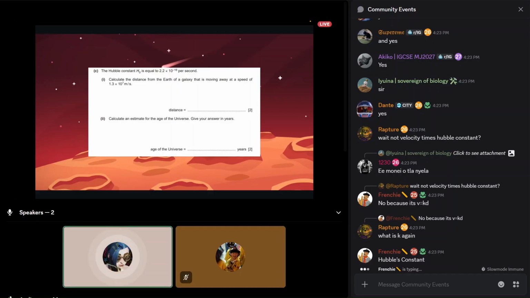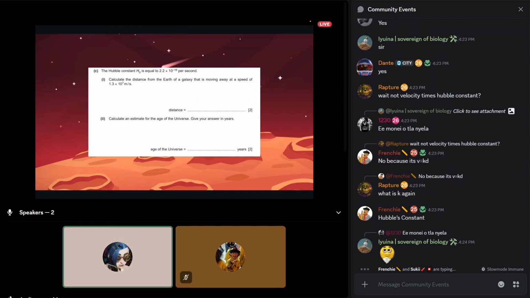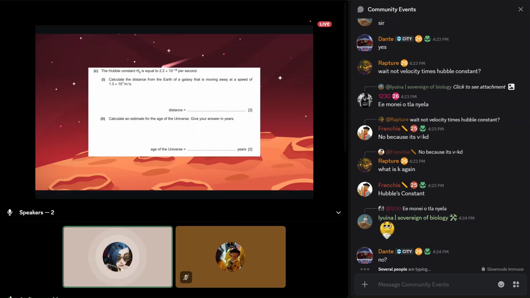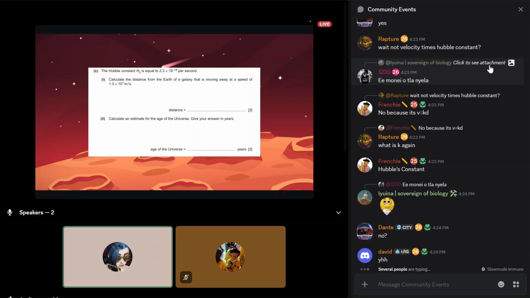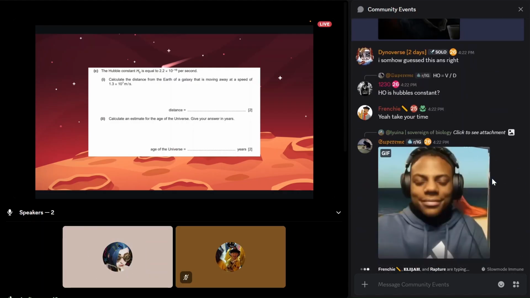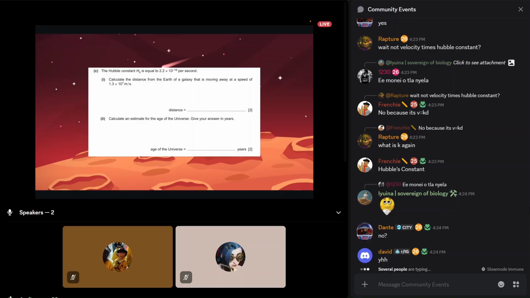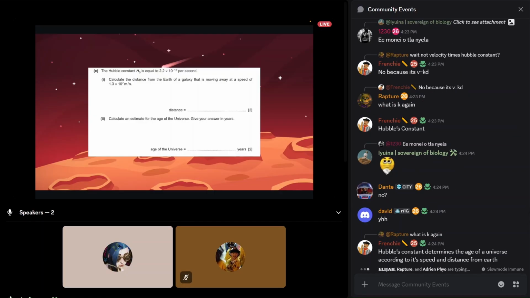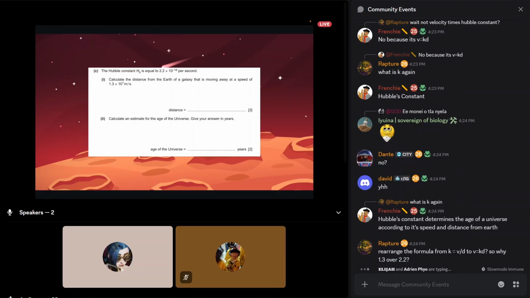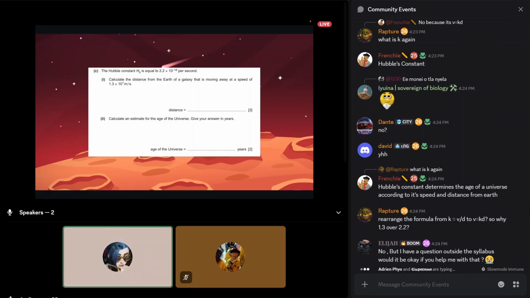So, do you have any problem with it? Does anyone have problems with it? I think you should get, if I'm not wrong, 5.94 or something times 10 to the power of something. Something like that. 5.9 times 10 to the power of 24. Because it's velocity divided by Hubble's constant. No. You rearrange to find D because it's asking you for distance.